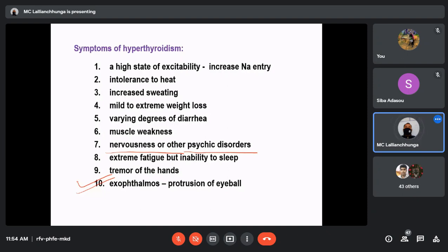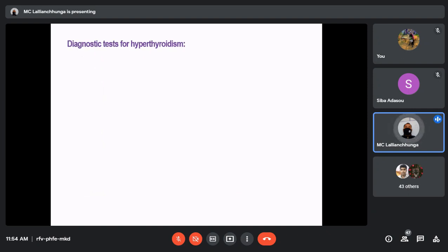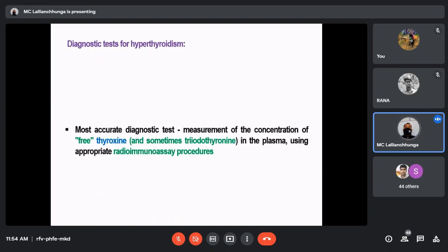I think we have observed these patients in your relatives or your friends, whoever you're close to, that there can be protrusion of the eyeball. This is because of the hyperthyroidism. What are the diagnostic tests for hyperthyroidism?